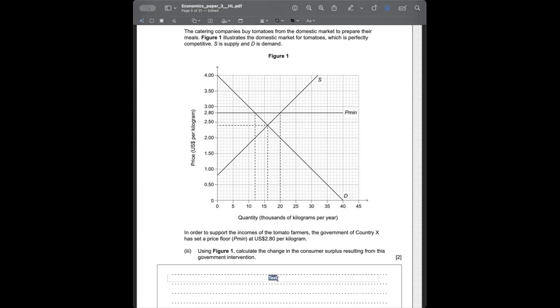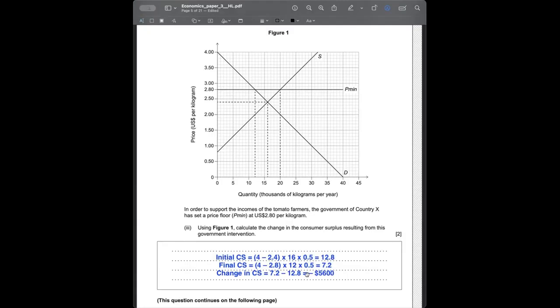So for the question, I need to calculate the change in the consumer surplus resulting from this government intervention. So previously, the consumer surplus was this much big, but due to the price floor, it's going to decrease this much. Change as minus, since it is decreasing.